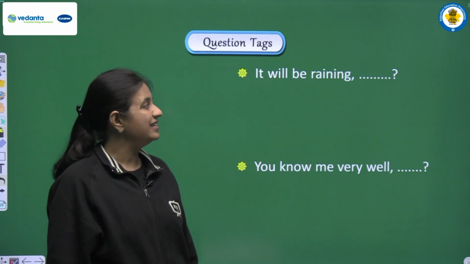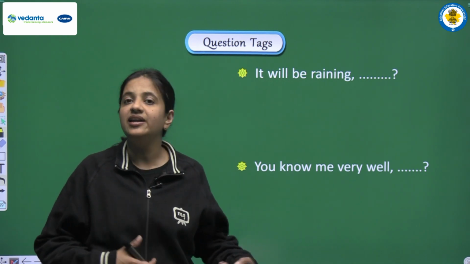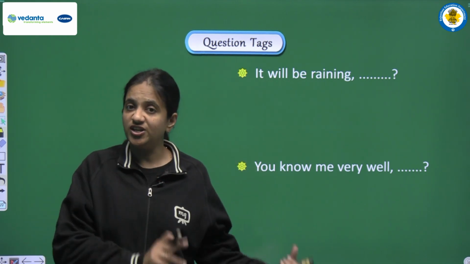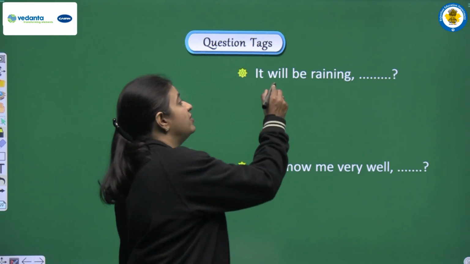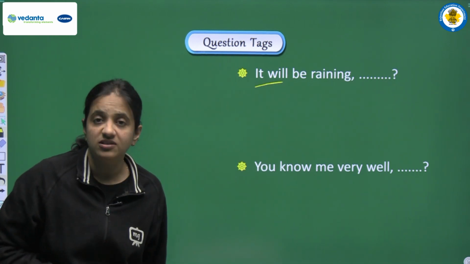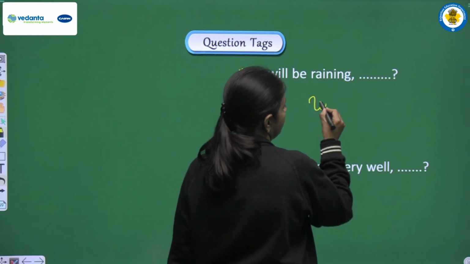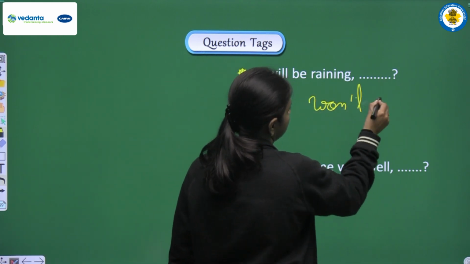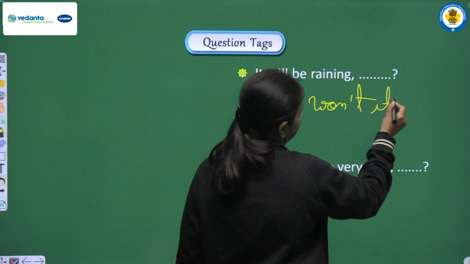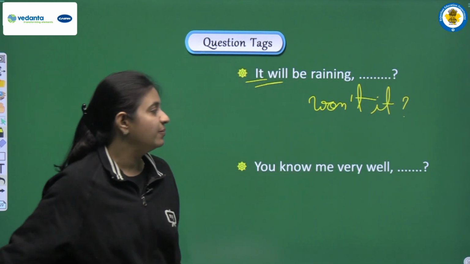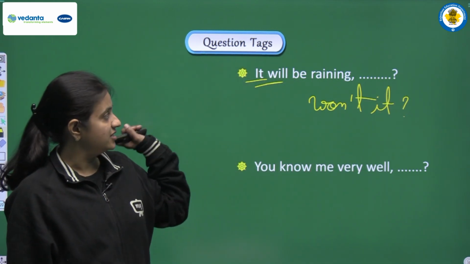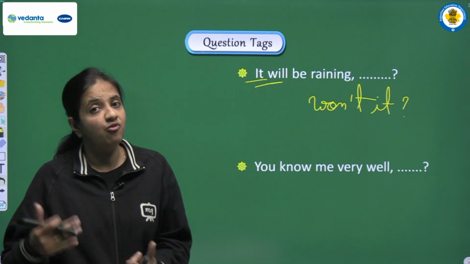Next is: it will be raining. So now in this sentence we have a positive statement, it will be raining. So now the question tag will be negative. We have will here as the auxiliary, will plus not, it will be won't. So we have to write won't, and for it, we will use the same word it. So the question tag will be won't it, and the sentence will be it will be raining, won't it.